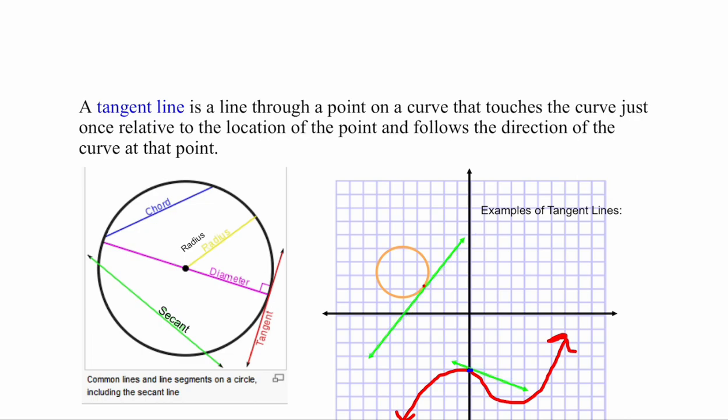Depending upon where you're at on the curve, the tangent line is going to move with the curve. So if we're over here, our tangent line looks like that. But if we're over here, the tangent line looks like that. Now, tangent lines indicate how a function is moving across time.